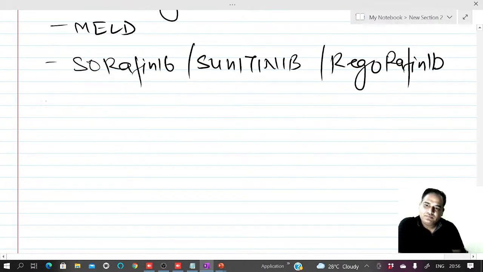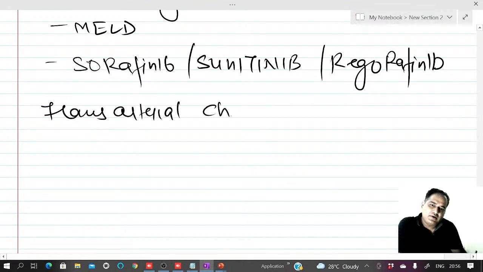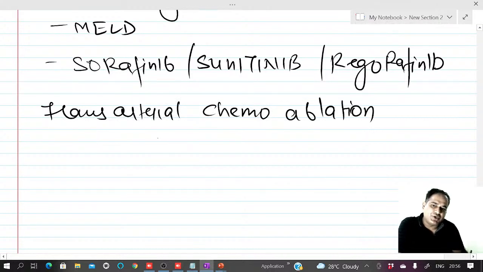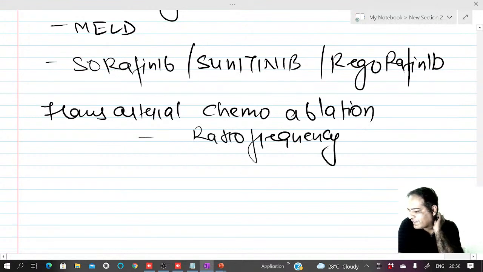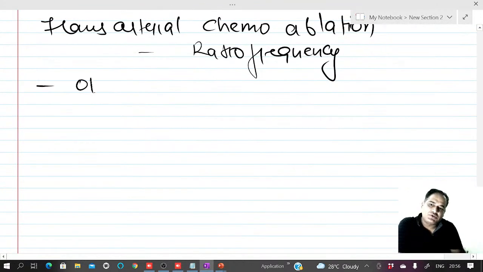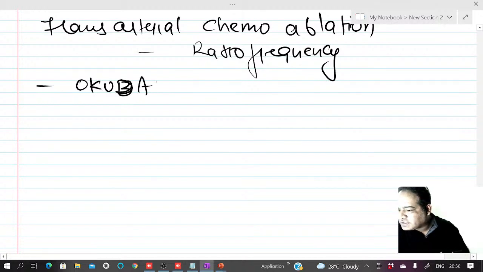Other options are transarterial chemoablation, which means to burn. We can also use radiofrequency ablation. The prognostic systems are the Okuda system.